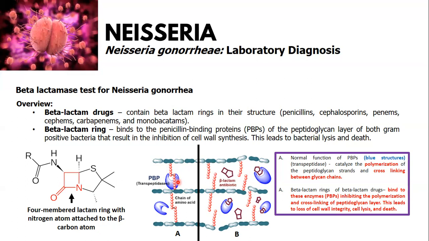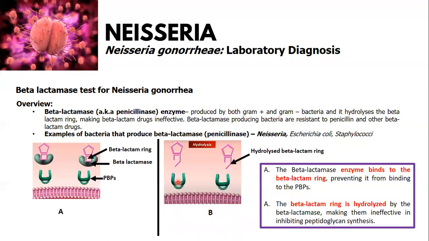Now, where does beta-lactamase enzyme come into play? Take note that there are bacteria that possess beta-lactamase, also known as penicillinase enzyme. Both gram-positive and gram-negative bacteria may have the ability to produce this enzyme. And if they have this enzyme, which is beta-lactamase or penicillinase, this enzyme hydrolyzes the beta-lactam ring, making beta-lactam drugs ineffective.